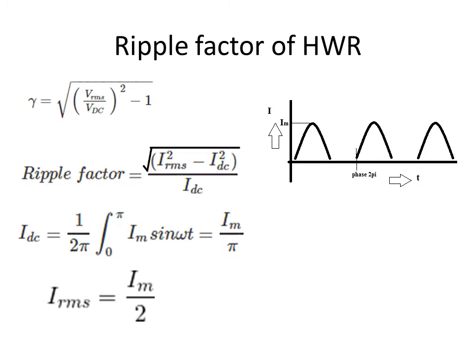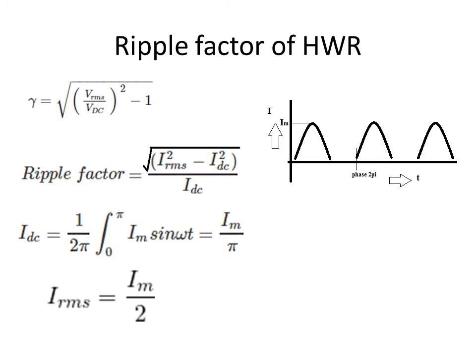Since it is varying like a sine wave, you can represent the current like this: Im sine omega t, where Im is the maximum possible current or peak current, and omega t is the phase. So this is your equation for average current: IDC equal to 1 by 2 pi integral 0 to pi Im sine omega t. If you integrate this and apply the limits 0 and pi, you will get Im by pi. So IDC in the case of half wave rectifier is equal to Im by pi.